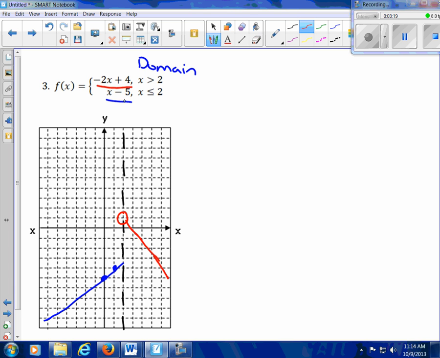But the blue line, x minus 5, it can equal 2. So in that case, I can use a closed dot. So there you have it. That is my piecewise function graph.